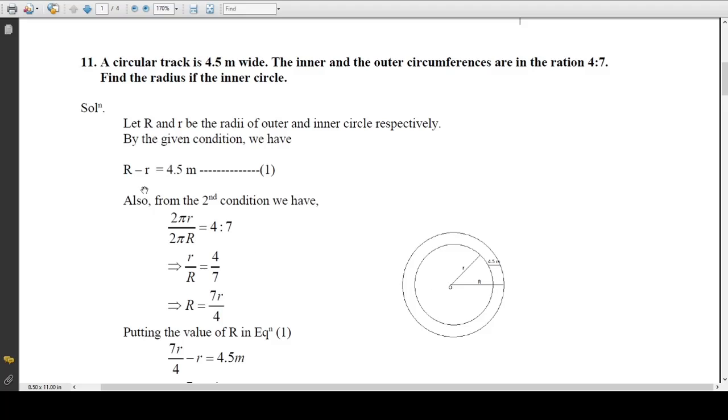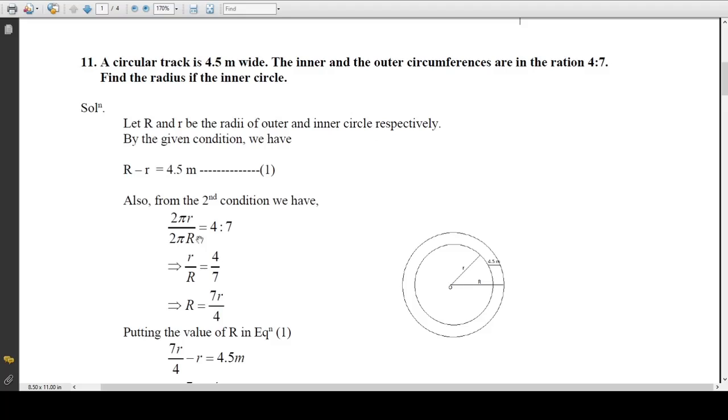Okay, now again, from this given problem we can find that since the width is given to be 4.5 meter, that means the outer radius minus the inner radius is 4.5. Okay, outer radius is bigger than the inner radius. Therefore, the difference between these two will give you the width of the track, which is 4.5 meter. Let us mark this as equation 1. R capital minus r small is 4.5 meter.